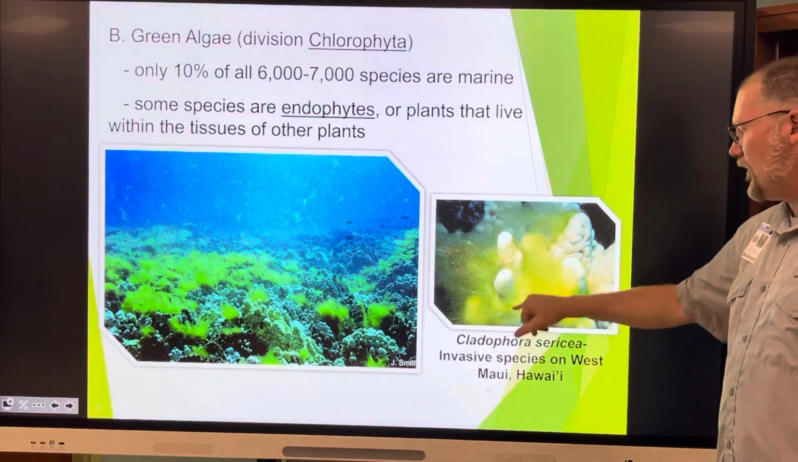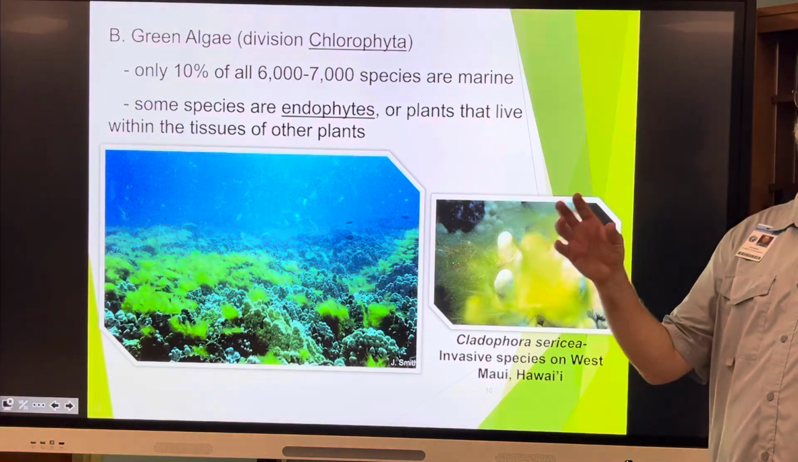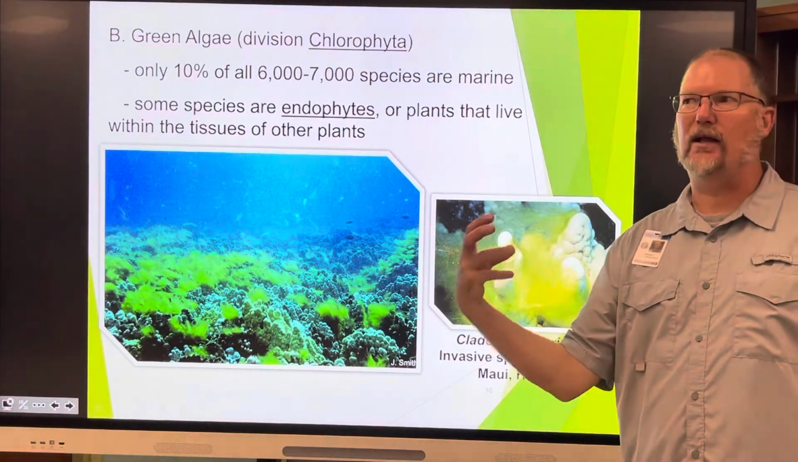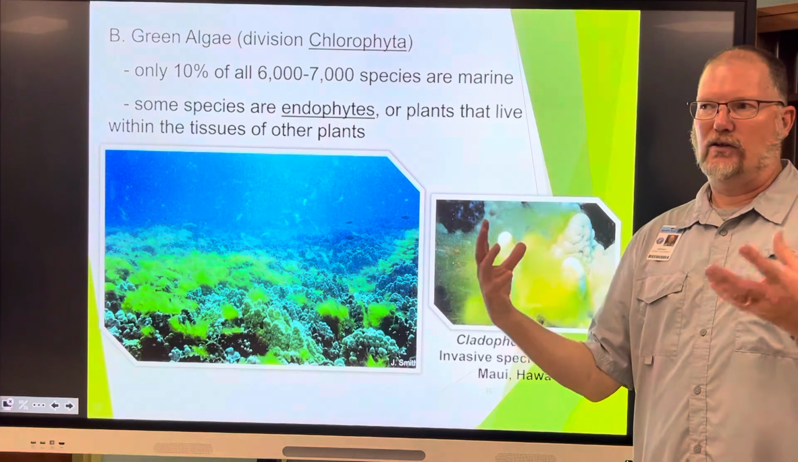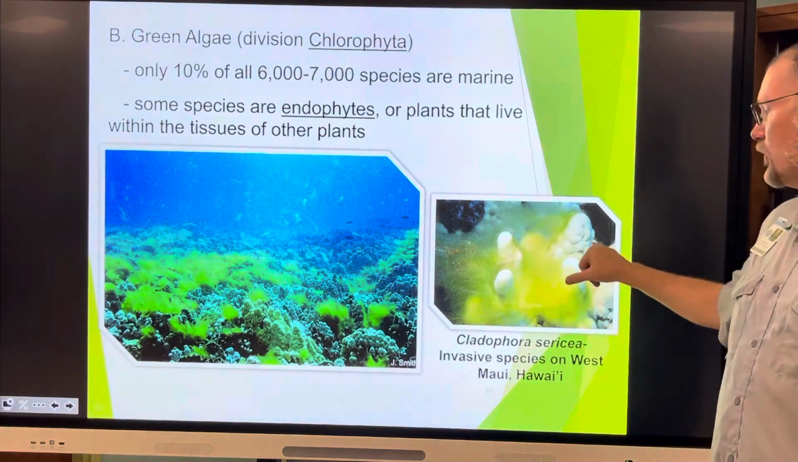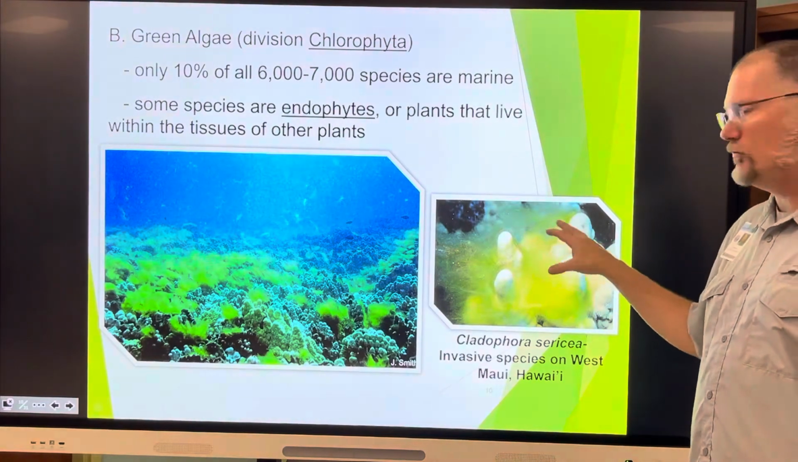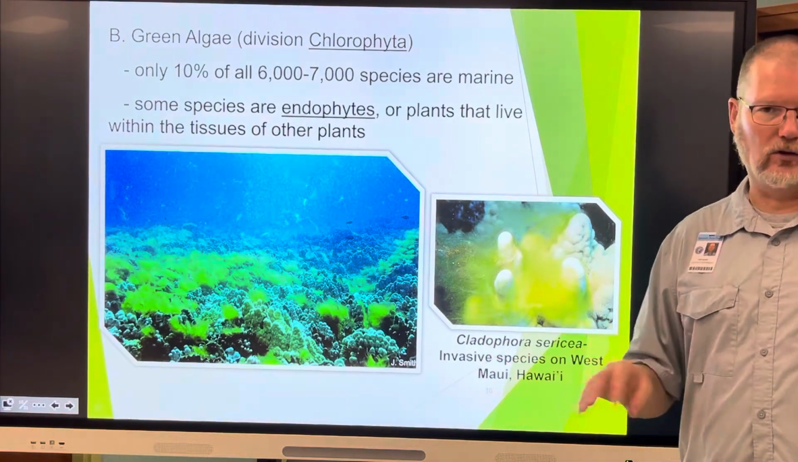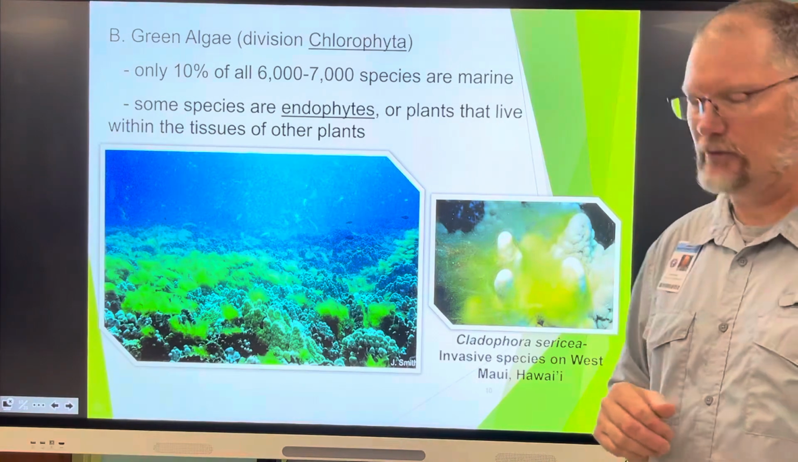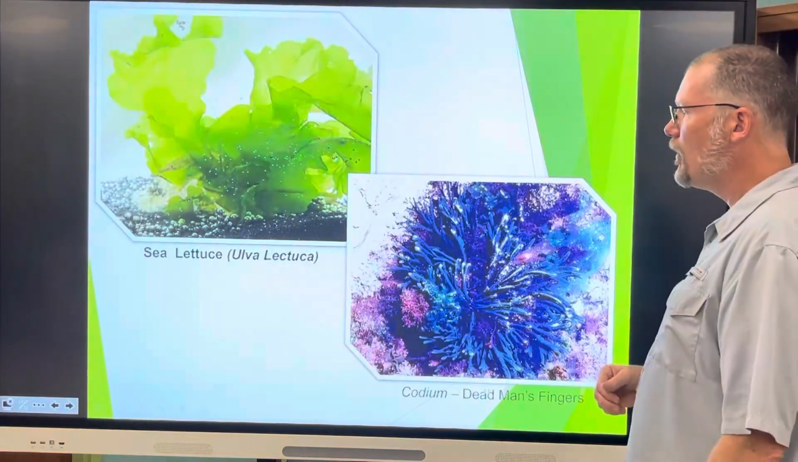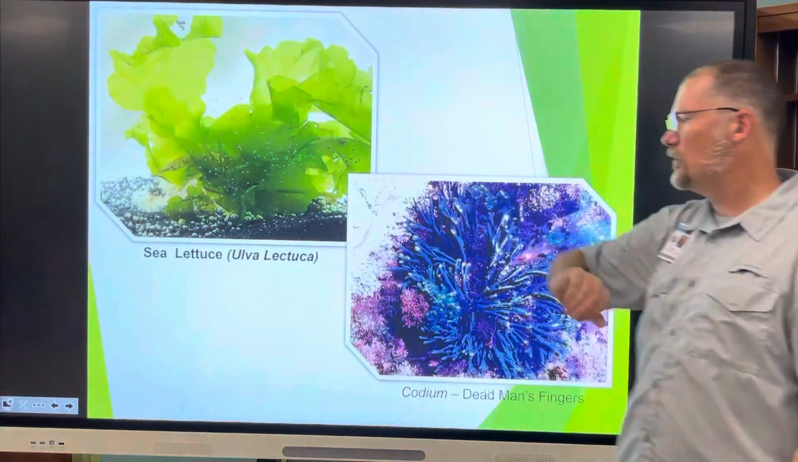And here is an invasive species. They can become invasive if they are brought to a region that they don't belong in, and they start growing and choking out things like corals. So that's what's happening here. And they're blocking and affecting the coral there. Sea lettuce again, Ulva lactuca.